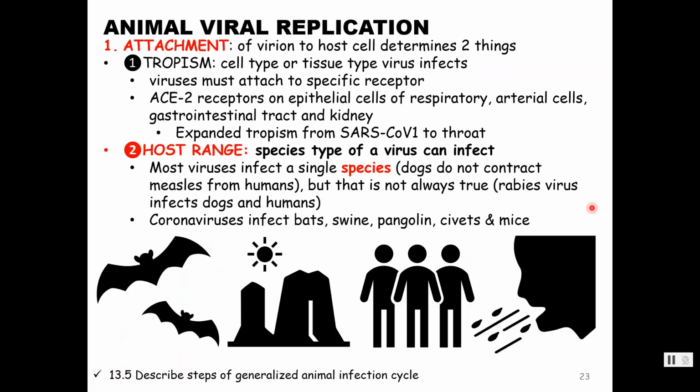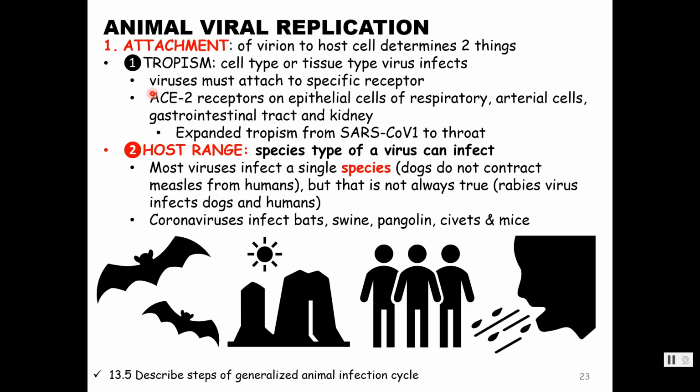So let's look at this for a moment. We're talking about attachment. The viral host cell attachment is very close, so it's going to fit like a lock and a key. What this does is determine two things: tropism and the host range for that virus. Tropism refers to the cell type or tissue that a particular virus can affect.